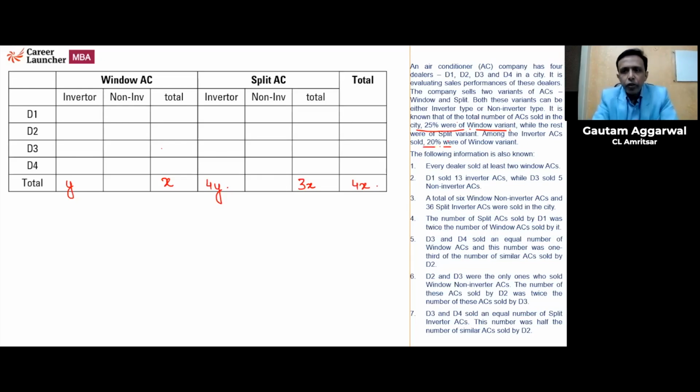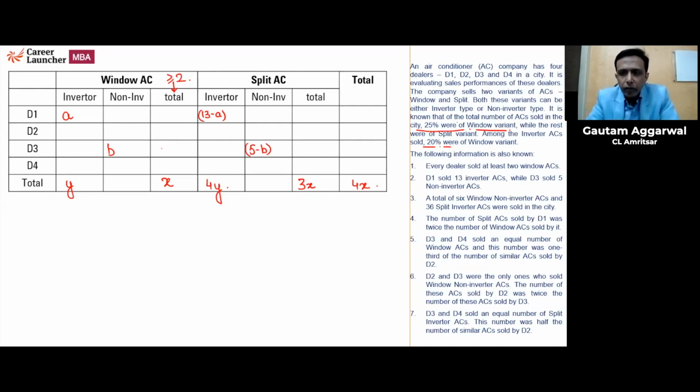Then this says every dealer sold at least 2 window ACs. So among all the 4 dealers, the window ACs have to be greater than or equal to 2. D1 has sold 13 inverter ACs. What does that mean? If D1's window inverter is A, then the split inverter has to be 13 minus A. Then D3 sold 5 non-inverter ACs. If D3's window non-inverter ACs are B, I could have put the split ones as 5 minus B. In the first look, it looks like a few variables were coming in.